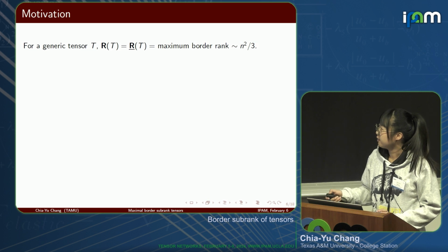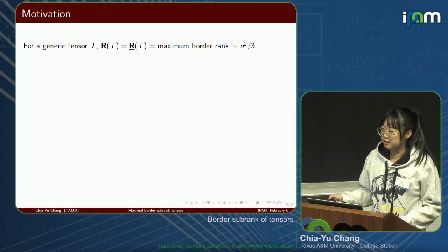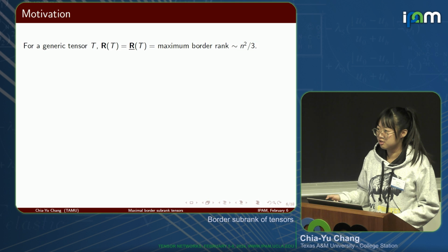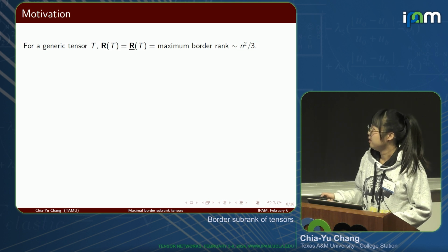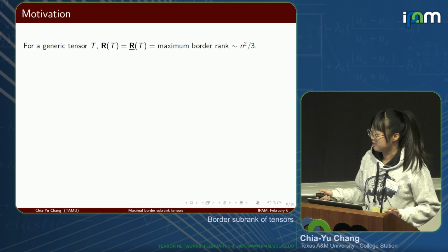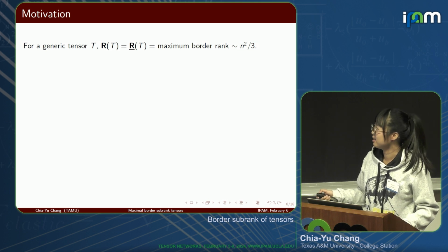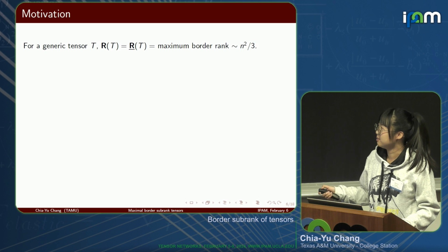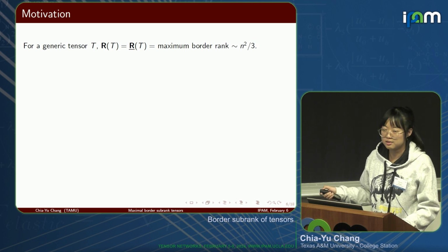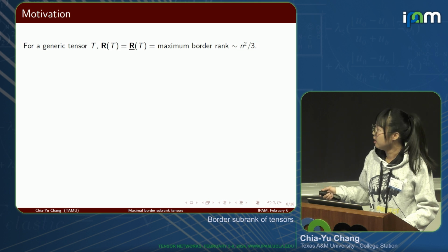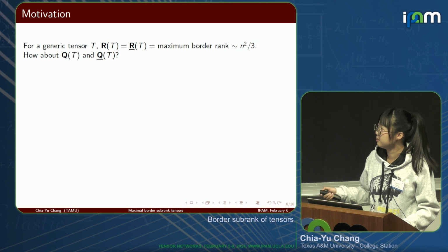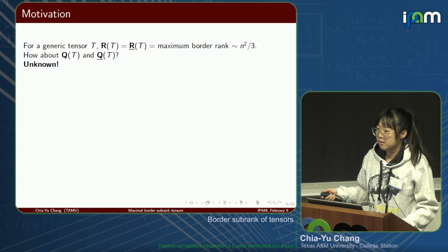Okay, and another motivation is from generic tensors or random tensors. For a generic tensor, the rank and border rank of T equal the maximum border rank, which is around n squared over 3. But for subrank and border subrank, we don't know. It's still unknown.